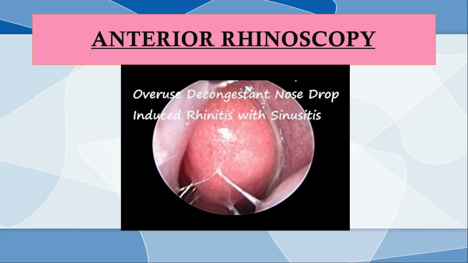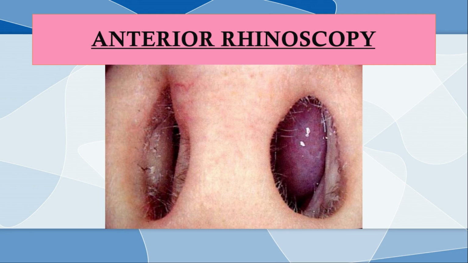Now, anterior rhinoscopy in this rhinitis medicamentosa case shows overused decongestant nose drop induced rhinitis with sinusitis. Another picture of the inferior turbinates, swollen, bluish purple looking.